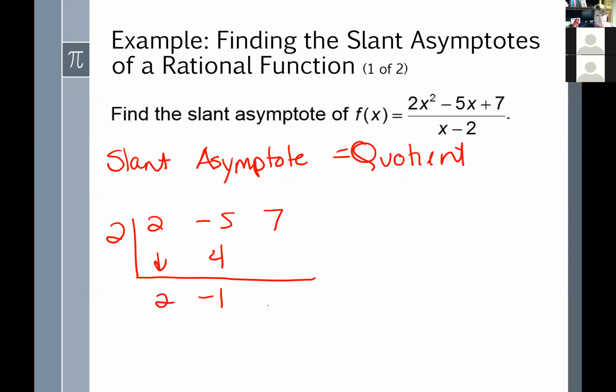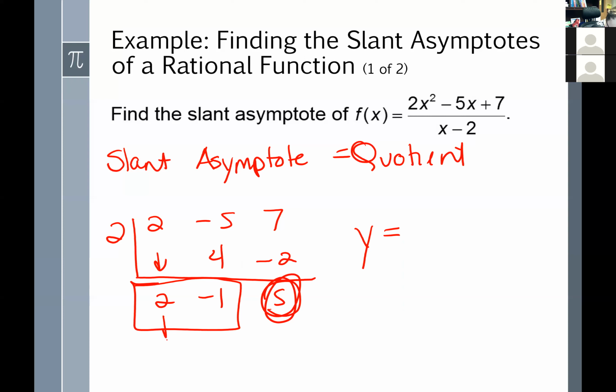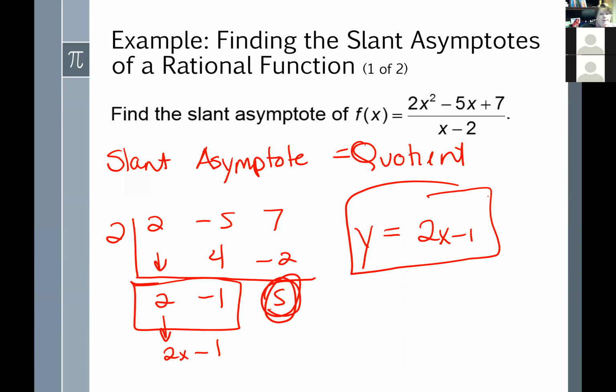Well, the slide's being slower than me. There, it got up. So all I'm really concerned with is the quotient. So if I set y equal to whatever that quotient is, that is the slant asymptote. So that's going to be what? 2x minus 1. So the slant asymptote is 2x minus 1.